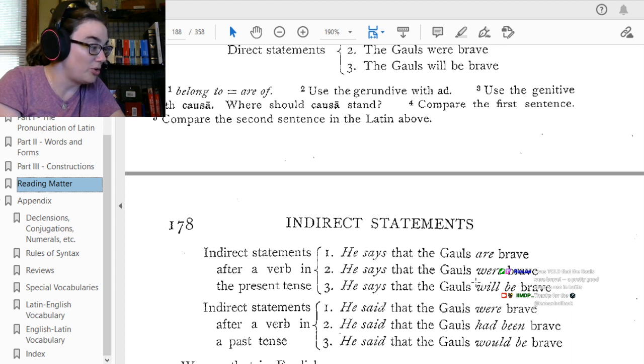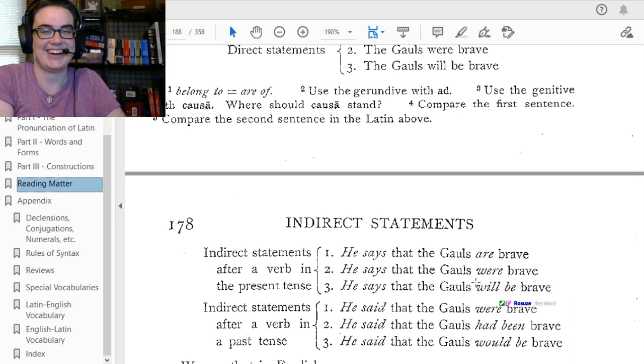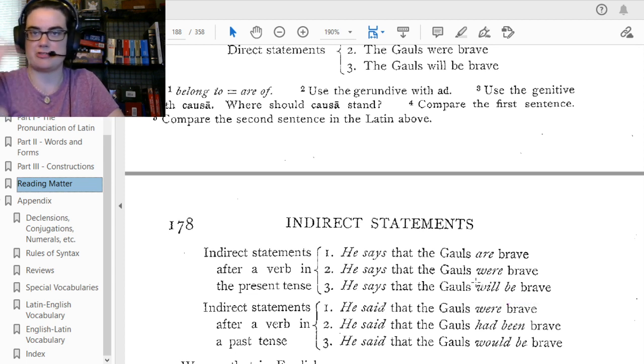I was told that the Gauls were brave, another indirect statement. I was told that they were brave. So, yeah, English: verb of the head, the word that, and then the sentence.